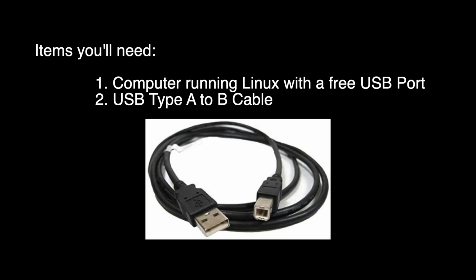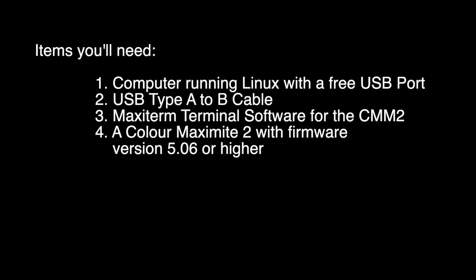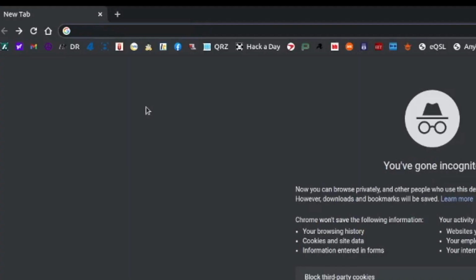A USB Type-A to B cable. This is the standard full-size USB cable used with printers and the like. Maxiterm terminal software for the Colour Maximite 2. You can download it at the GitHub link in the description for this video. A Colour Maximite 2 running firmware version 5.06 or higher. This is essential for COM3 support.